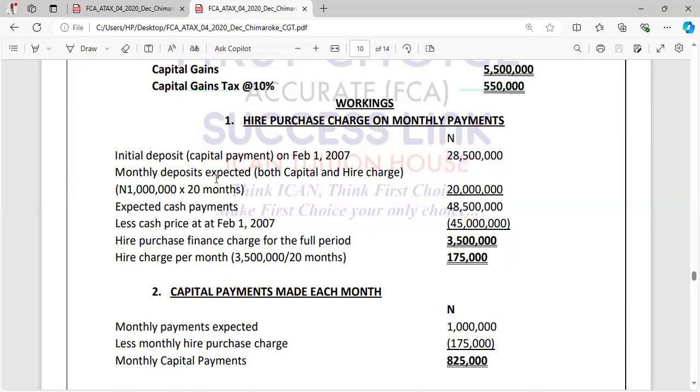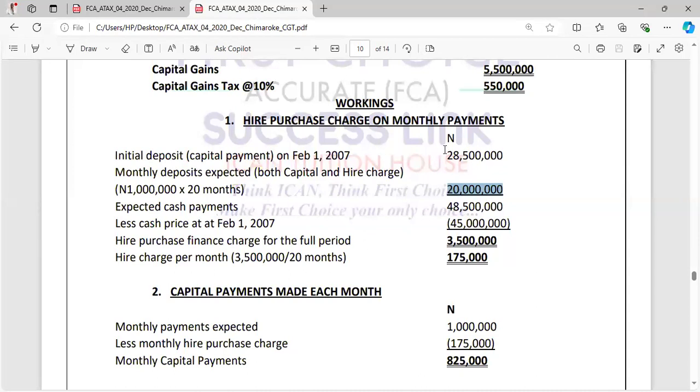Now, from the beginning of March 1, you are expected to make 1 million naira every month for 20 months, right? Which gives you 20 million. This is all the money that is expected to leave your account to the higher purchase, the person who owns the asset that is selling it to you, which is called the lessor. You are the lessee or the hiree.